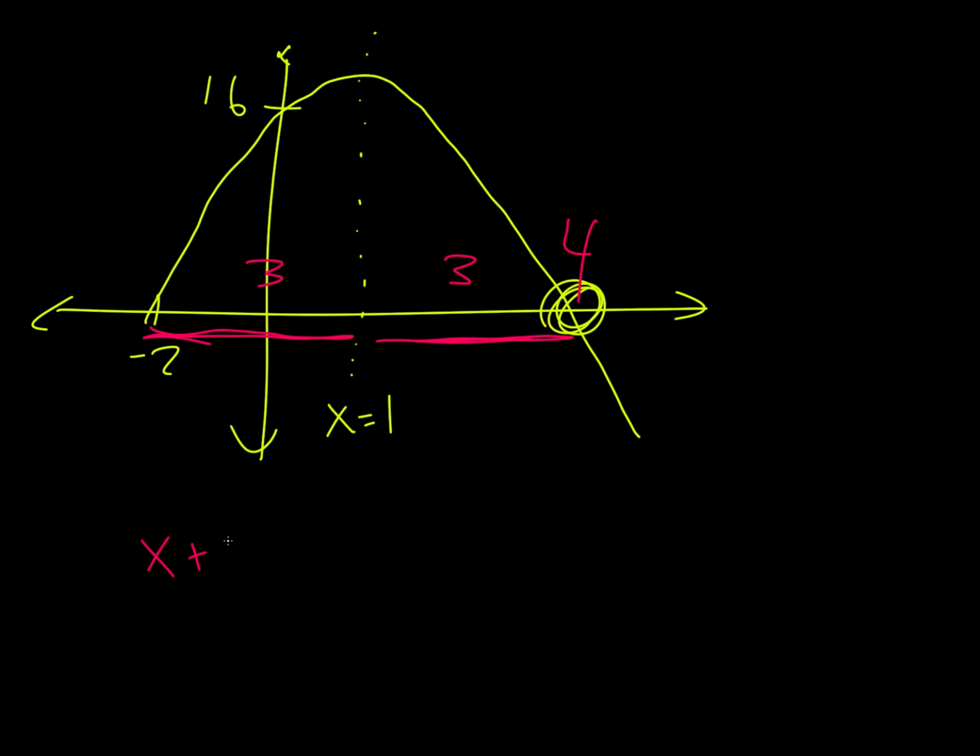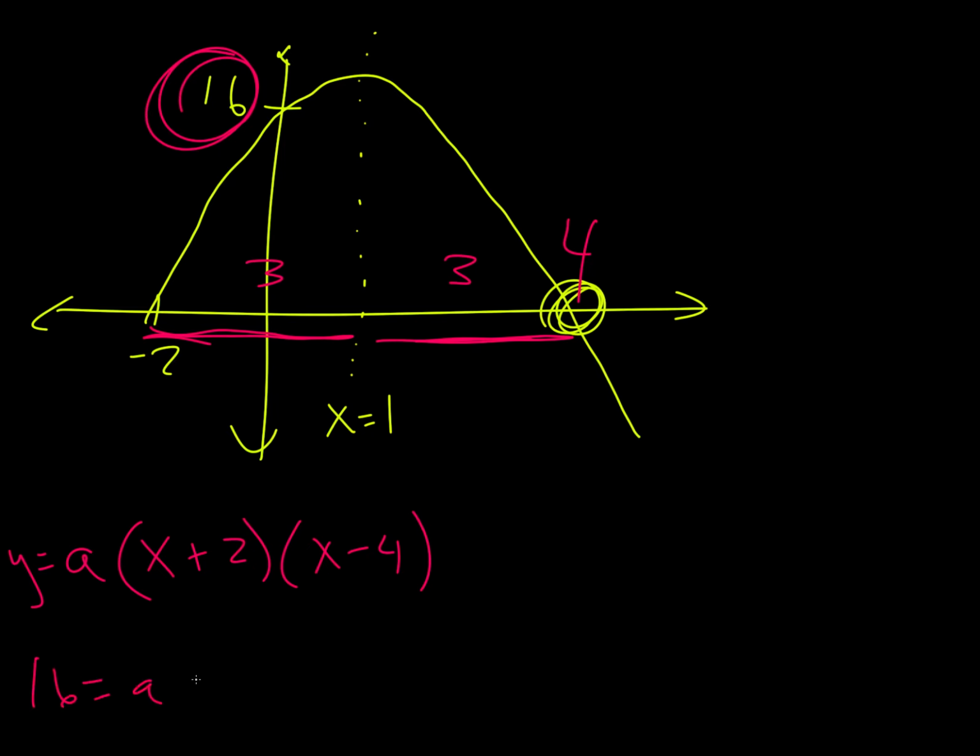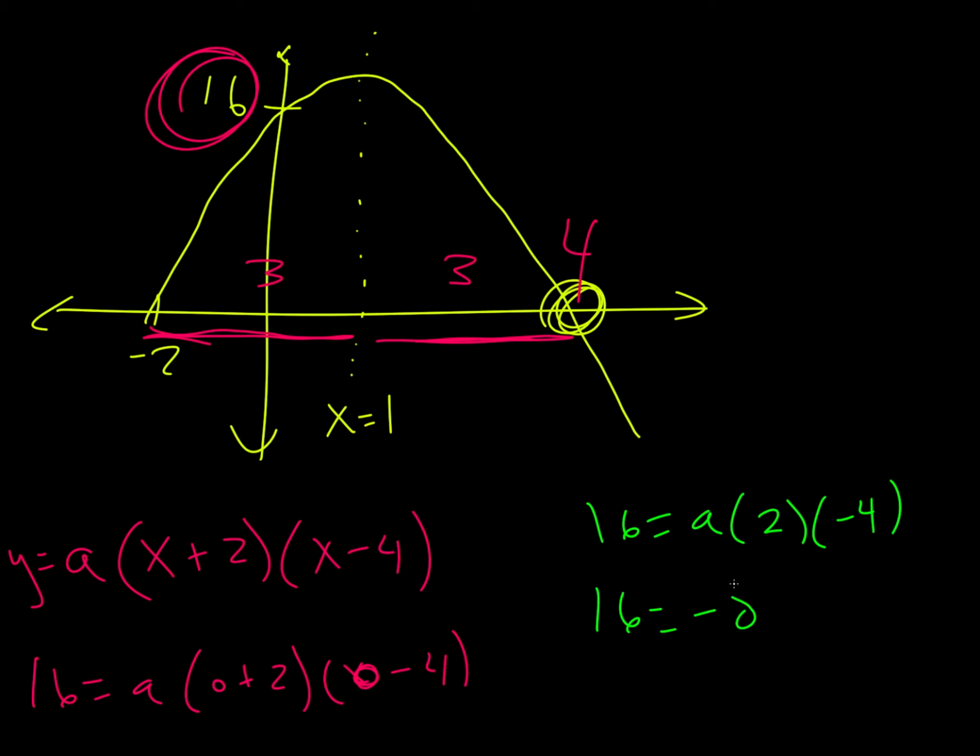Now we can pretty much approach this the same way that we were doing the other one. Just make sure you change your signs, so -2 becomes +2, +4 becomes -4. Once again, we have a scale factor out in front, and now we're going to use the 16 to figure out what a is. So we do 16 equals a, 0 plus 2, 0 minus 4. If we get rid of those zeros, we get 16 equals a times 2 times negative 4. We get 16 equals negative 8a. Divide by negative 8, and then a equals negative 2.